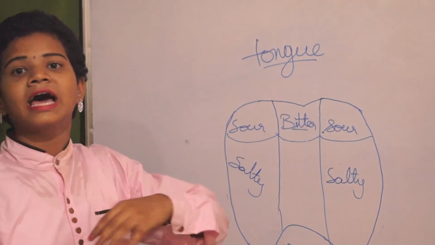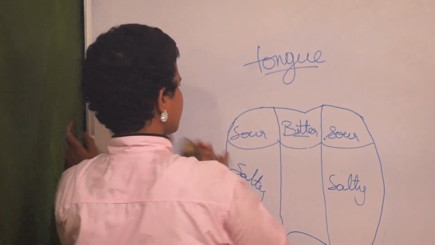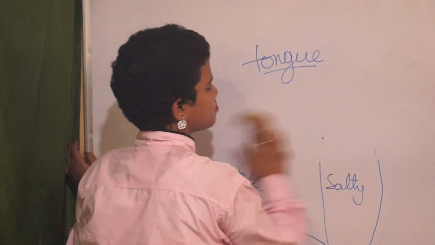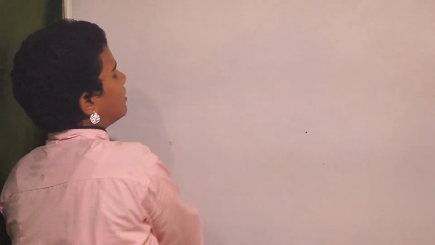In addition, the tongue helps us to speak. When we eat food, the food mixes with saliva, isn't it? From where do we get saliva in our mouth? From the salivary glands.